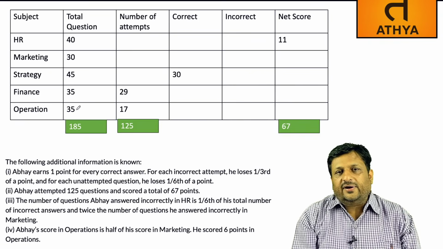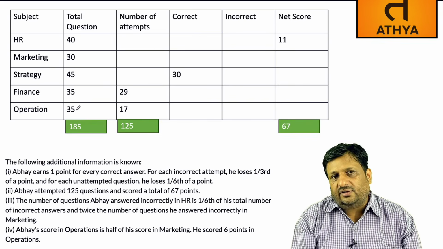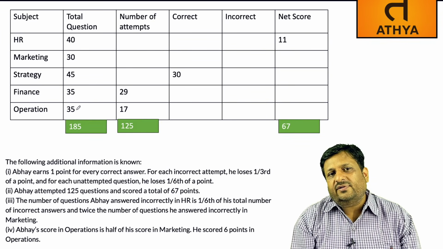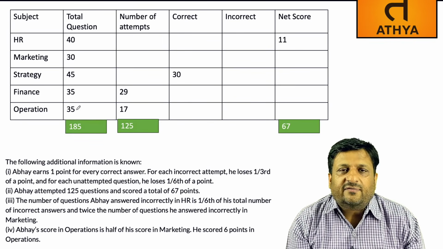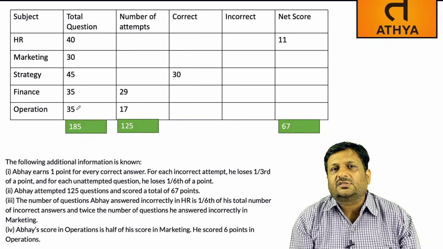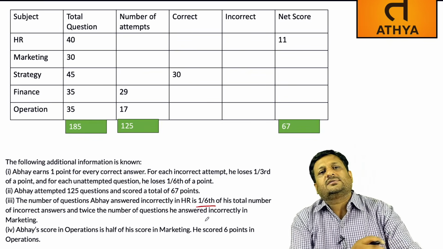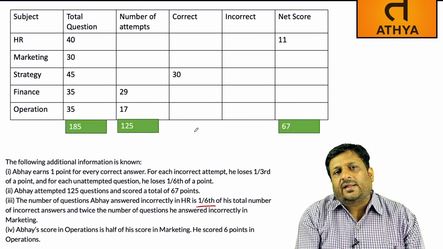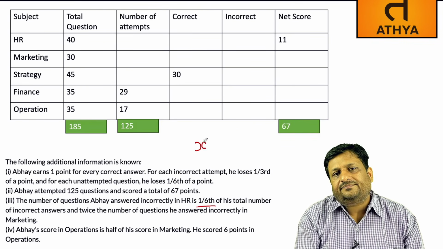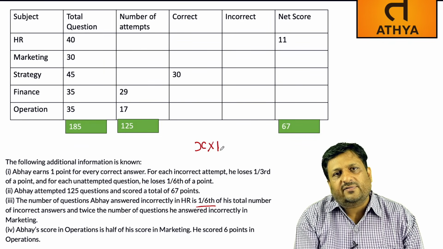Now, what can I get from here? Total number of questions are 185. He attempted 125. It means he must have left 60 questions, which may have attracted him a penalty of 10 marks, by 60/6, because for every unattempted question he attracts a penalty of 1/6 marks. So let me assume here he attempted X correctly. So if he attempted X correctly, his score should be X multiplied by 1. For every correct answer he gets 1 mark.